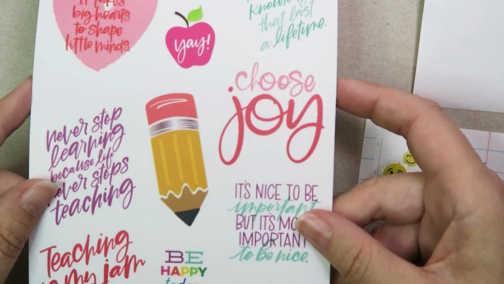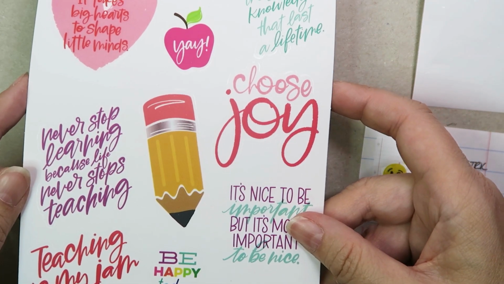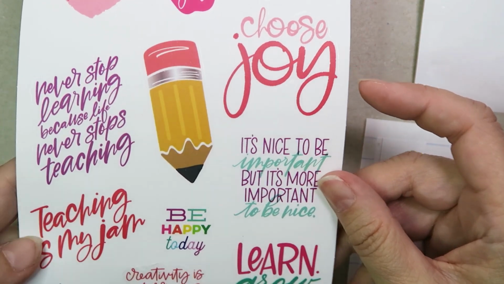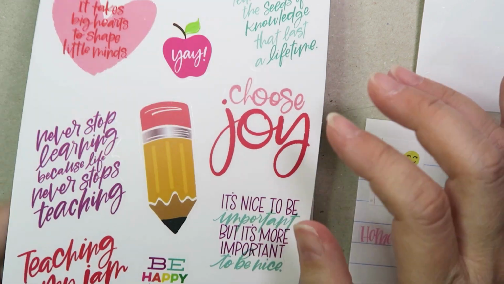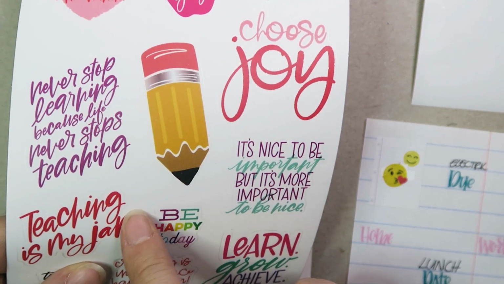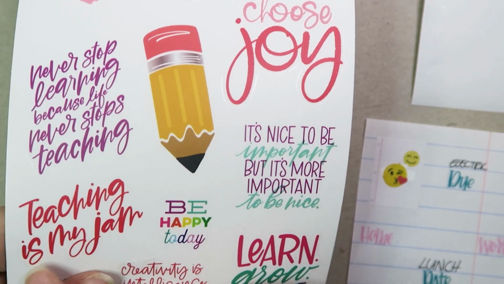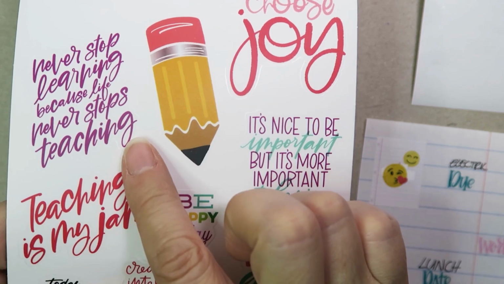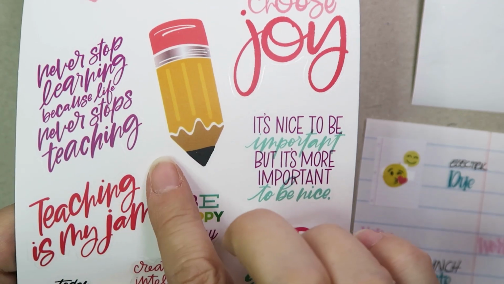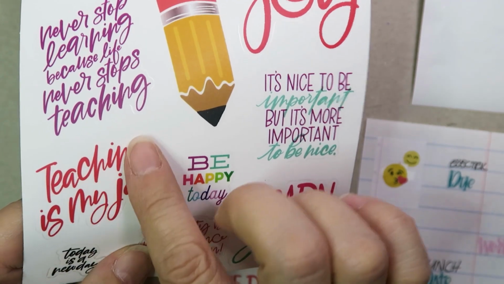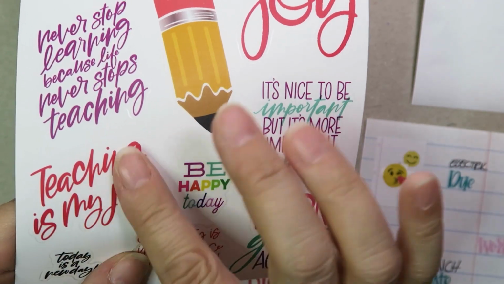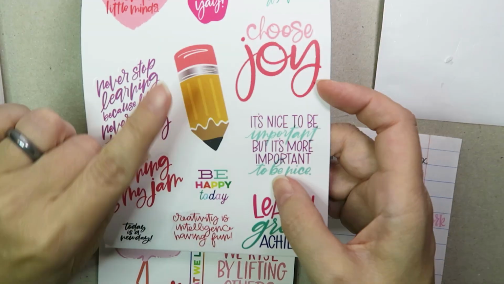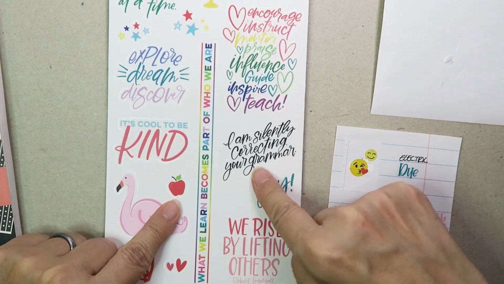I think these could be used anywhere. I mean, teaching is my jam. That's probably the only one on this page that isn't kind of general, but cut around the sticker, is my jam, and then write your own word or get another sticker of your own word. Planning is my jam, right? You do your thing. Make the sticker your thing. I relate to that one so much.